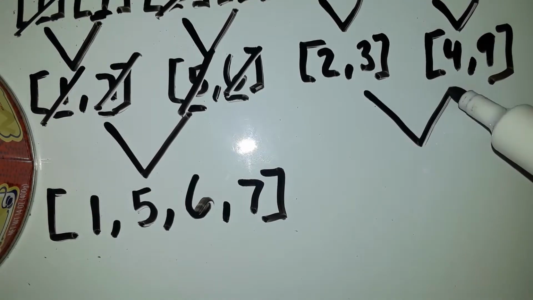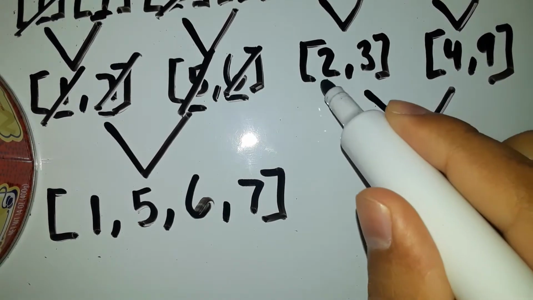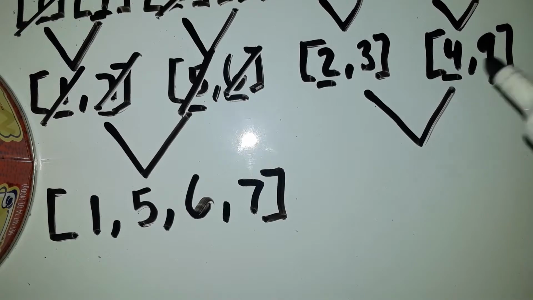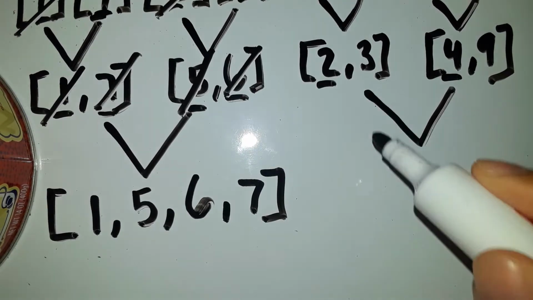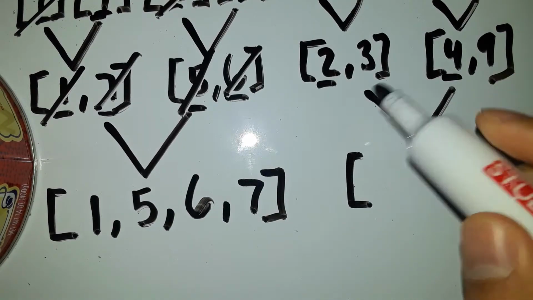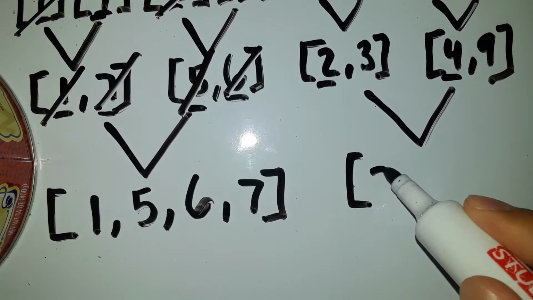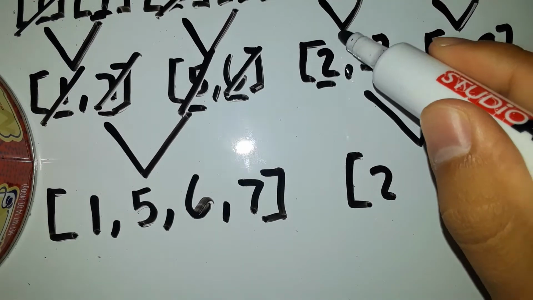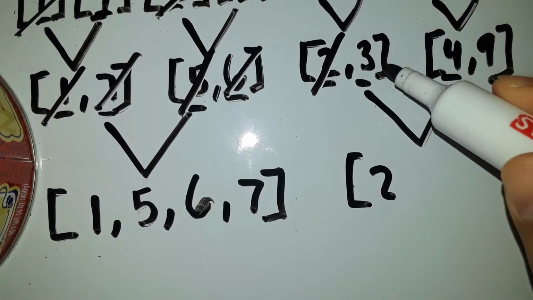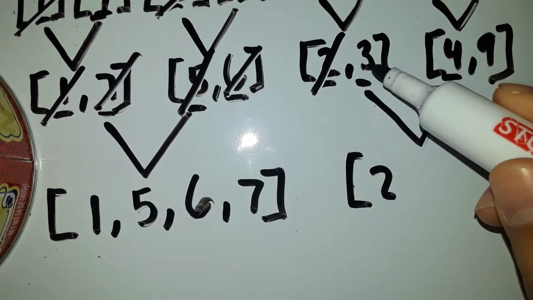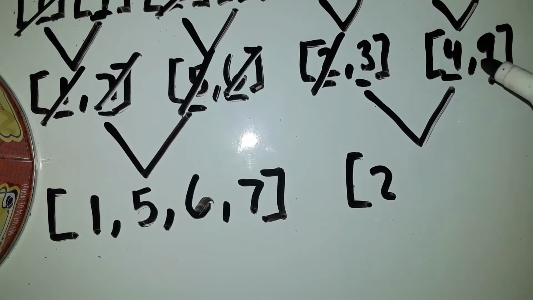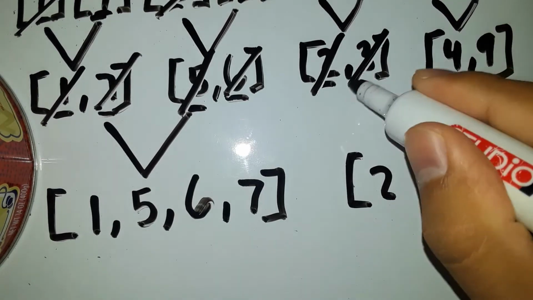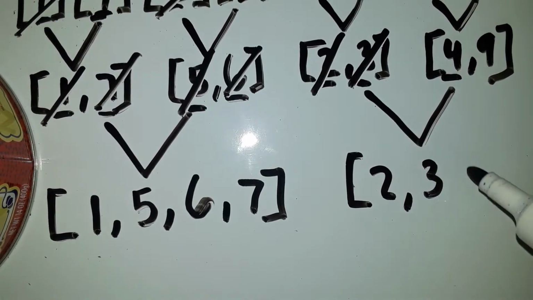So let's combine these two. And let's go ahead and compare the first item here with the first item in this array. So in this case, the 2 is definitely smaller than the 4. So the 2 is going to be moved over here. And then we're going to be comparing the 3 and the 4. Well, the 3 is definitely smaller than 4. So we're going to go ahead and push 3 into this new array.